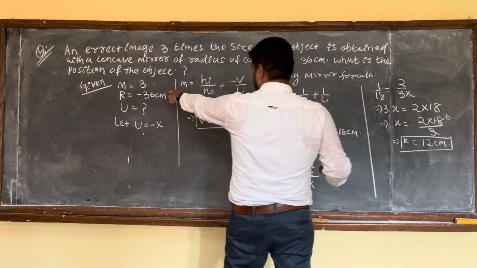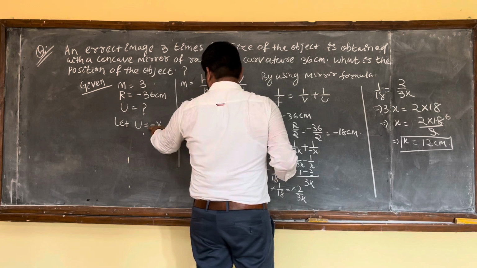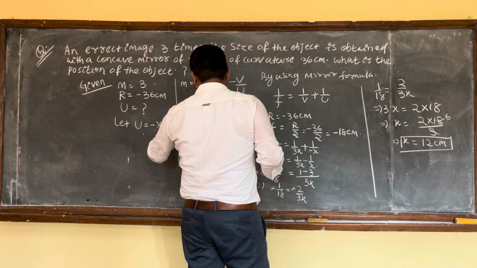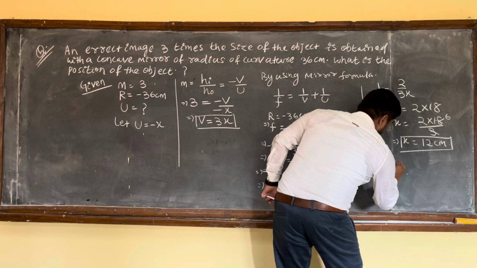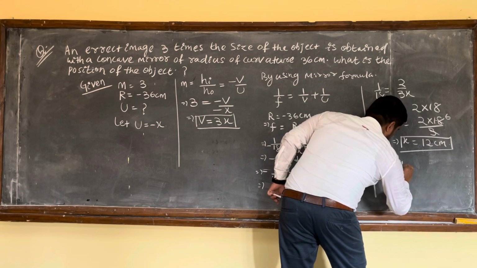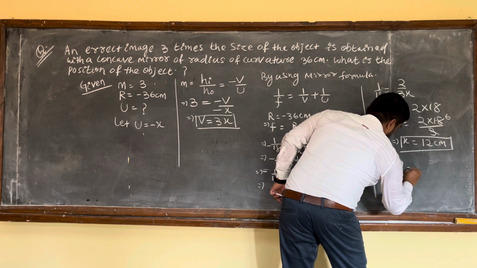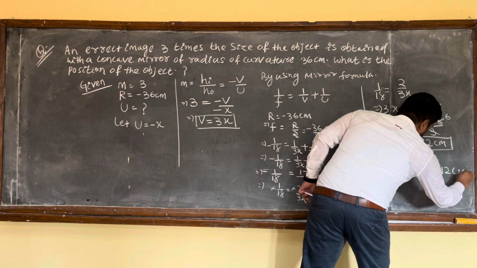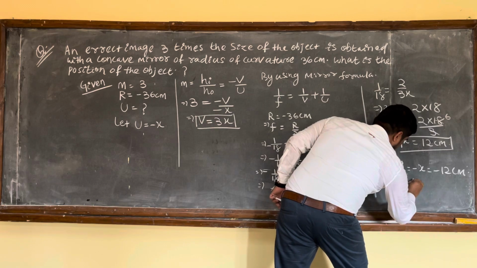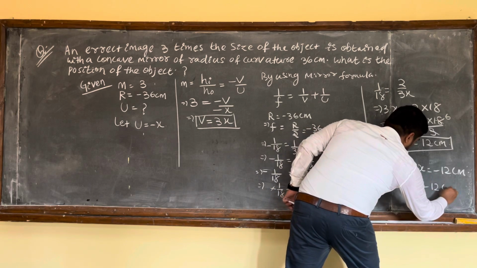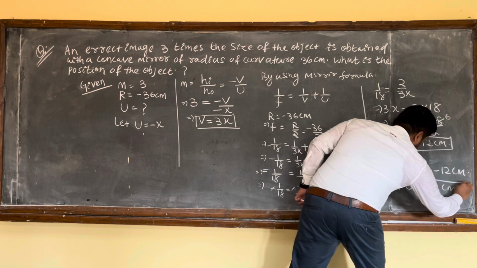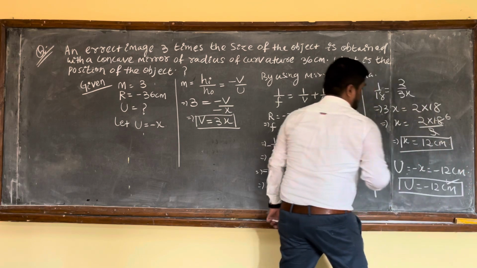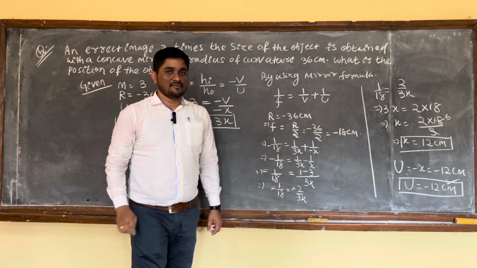And you have to find out the position of the object. The position of the object or the object distance is minus x. So the object distance u will be equal to minus of x, that is equal to minus 12 centimeter. This is the final answer, u is equal to minus 12 centimeter. Thank you.